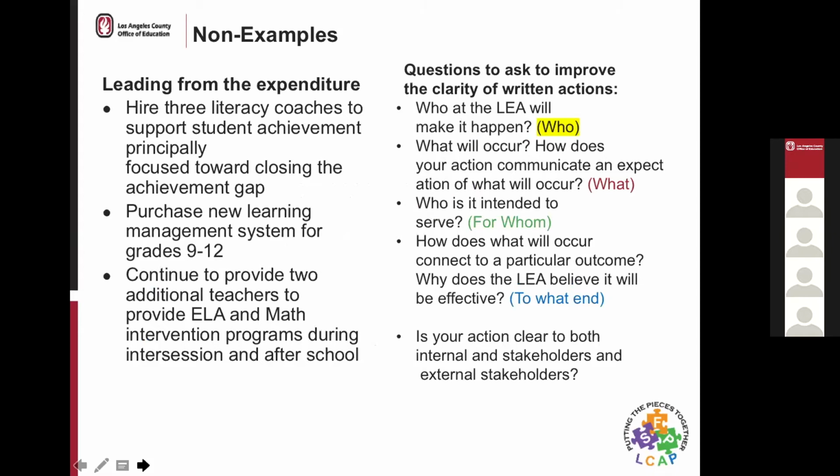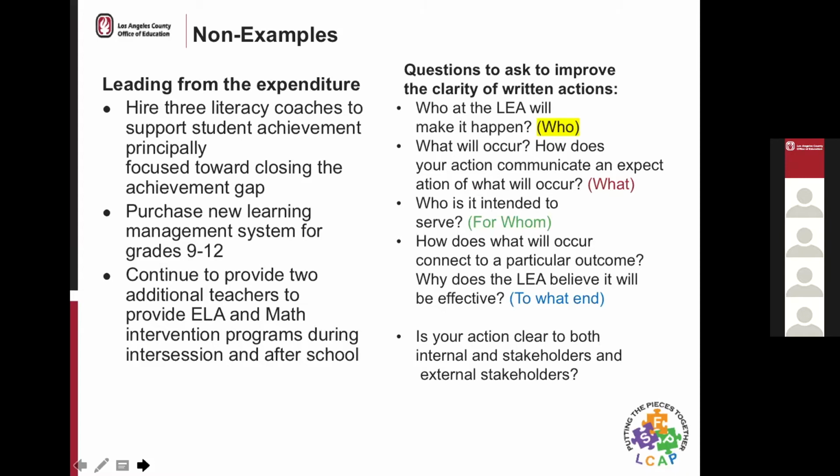So the guiding questions to improve clarity of the written actions, we've pasted again on the right-hand side of this slide, but we want to further illustrate that frame for action clarity. We'll start with some non-examples, which mirror some common issues we've seen in the past. The first category of these non-examples is something we're calling leading from expenditures.